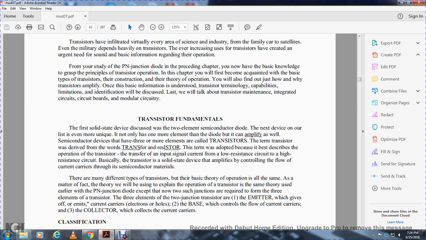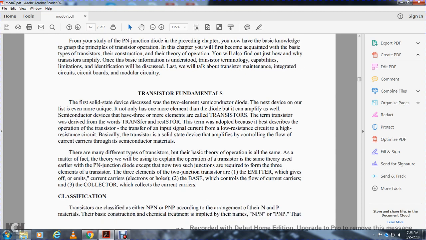Basically, the transistor is a solid state device that amplifies and controls the flow of current carried through semiconductor material. There are many different types of transistors, but their basic theory of operation is all the same. As a matter of fact, the theory we'll be using to explain the operation of the transistor is the same theory used earlier with the positive-negative junction diode, except that now 2 such junctions are required to form the 3 elements of the transistor. The 3 elements of the 2-junction transistor are: 1, the emitter, which emits current carriers, electrons or holes; 2, the base, which controls the flow of the current carriers; and 3, the collector, which collects the current carriers.